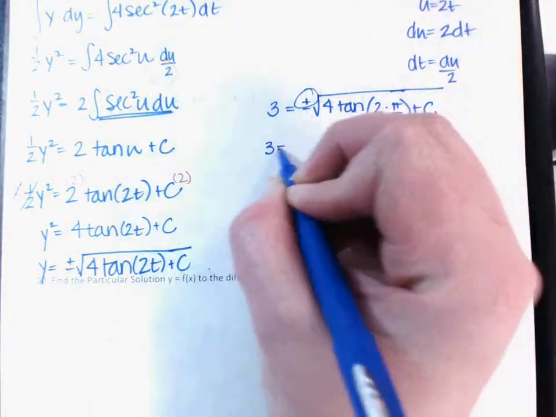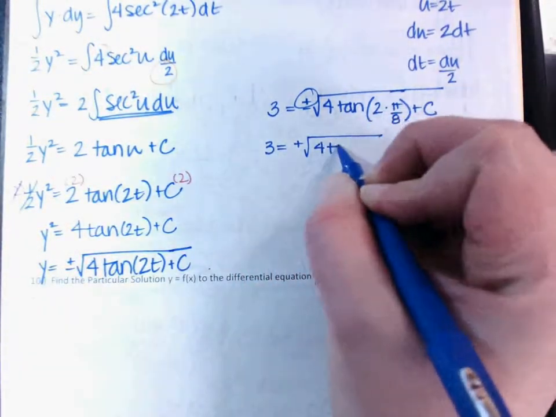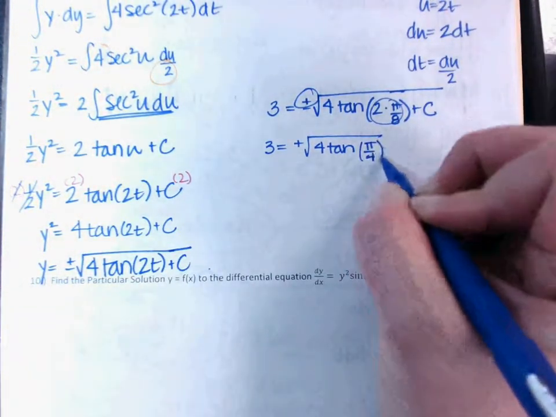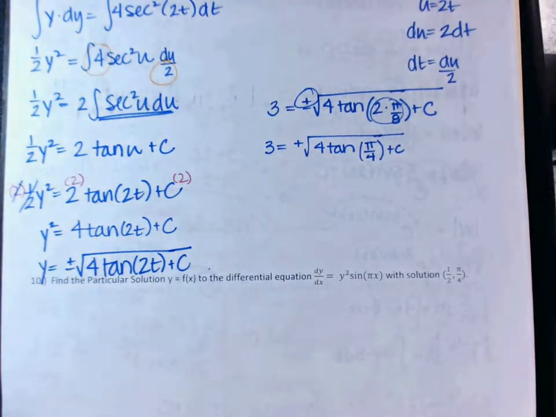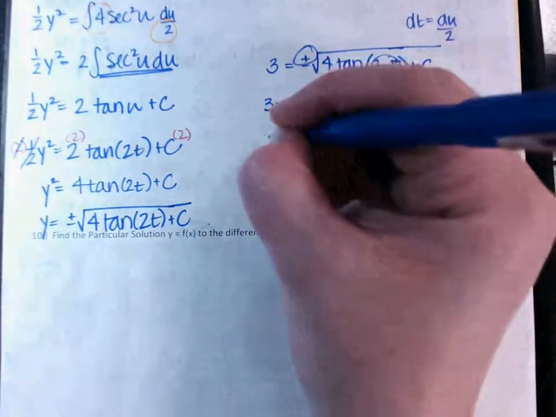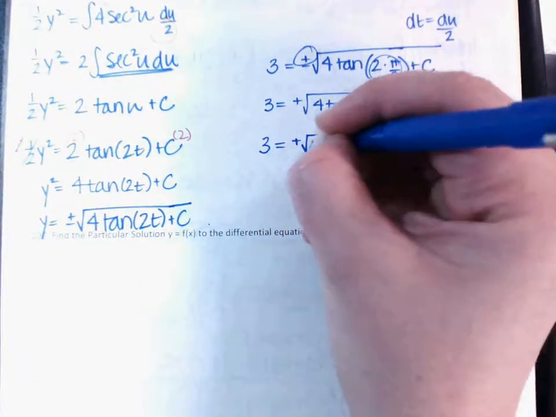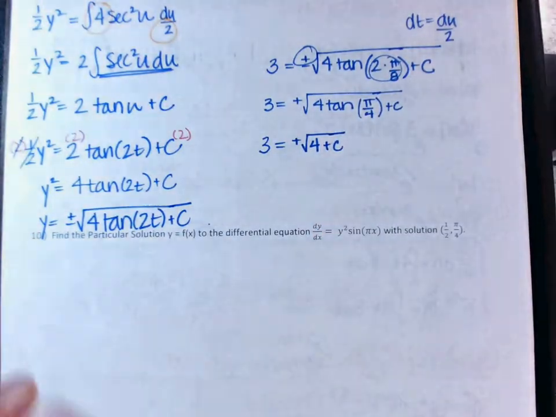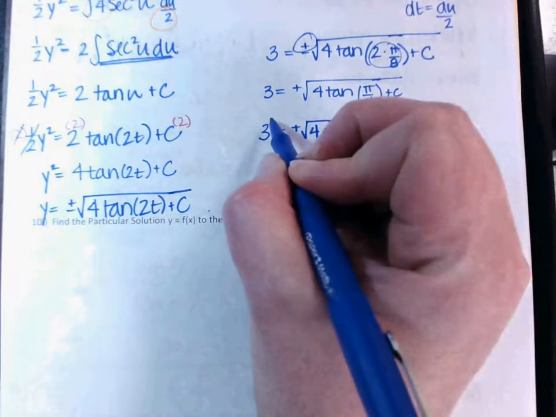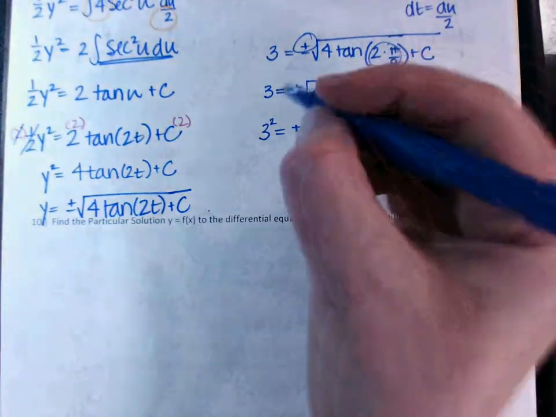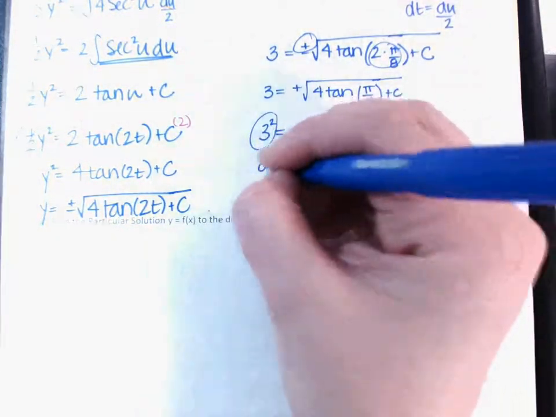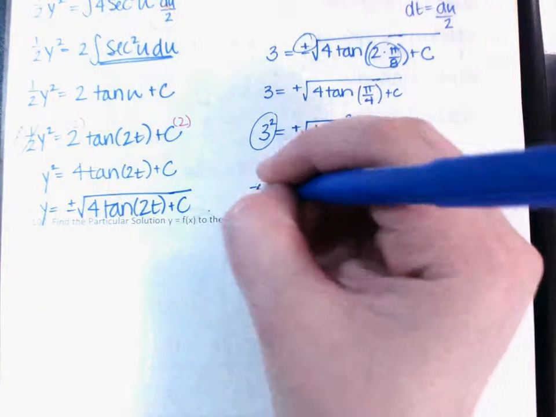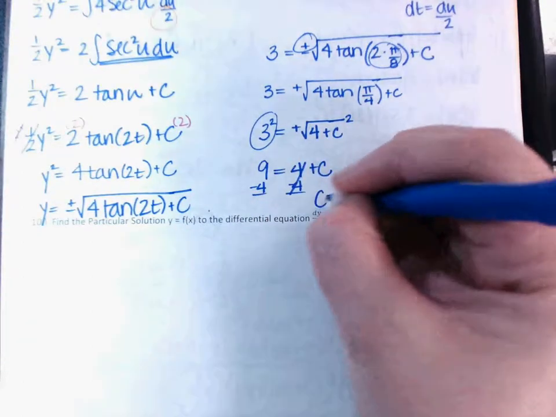So I have 3 equals the square root of 4 tan, and then what is 2 times pi over 8 the same as? Pi over 4. Okay, does anybody remember the tan of pi fourths? It's 1. Good. So really this is 4 times 1 plus c. Then how do I get rid of the square root? Square, square. What's 3 squared? 9. And then that'd be just a 4 plus c on the right side. Then I'd have to minus my 4 across, so c is 5.